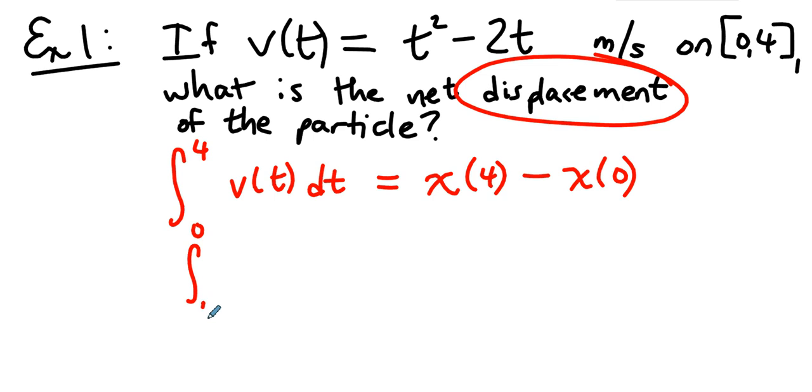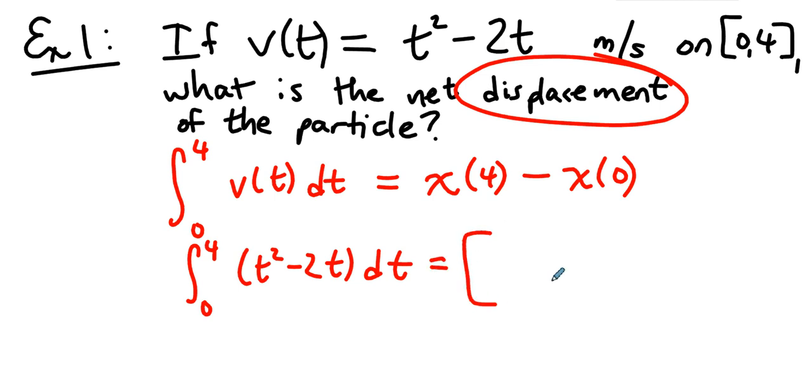So in this case, we are integrating t squared minus 2t dt. Well, how do we do that? We take an antiderivative, plug in 4, plug in 0, and subtract. What is the antiderivative of this polynomial? Well, we add 1 to the power and divide by the power. Sub in 4, sub in 0, and subtract.